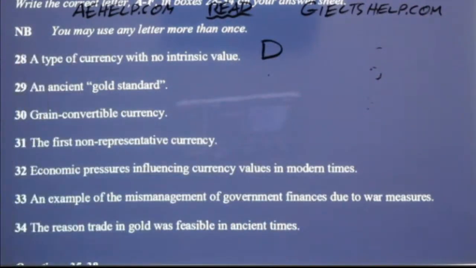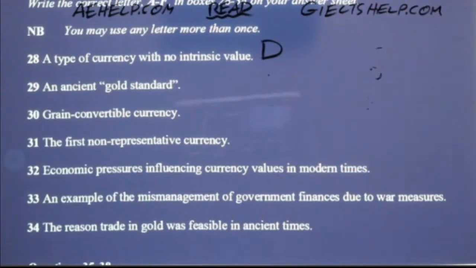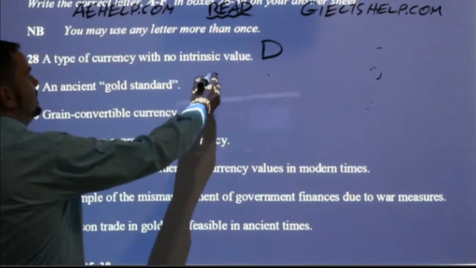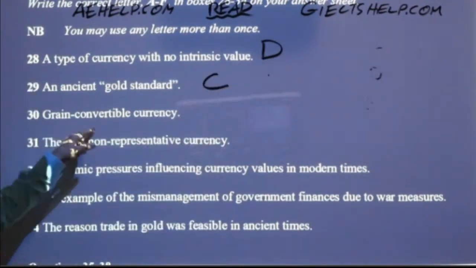All right? 29, an ancient gold standard. So the first one was a little bit more challenging. I think the next ones are maybe a little easier. Which one is the ancient gold standard? Yeah, very good. There you go. Now you're picking up speed. Grain convertible currency.